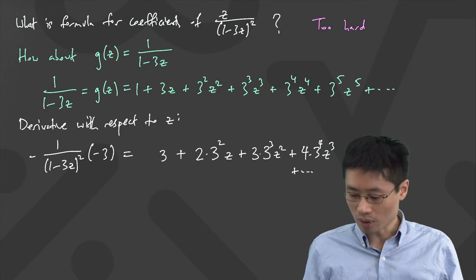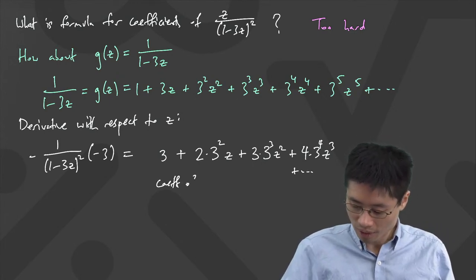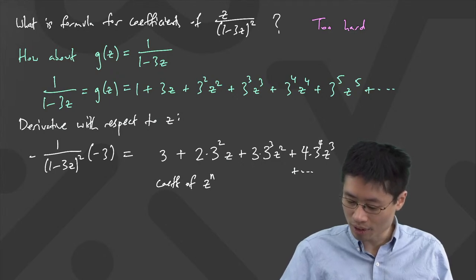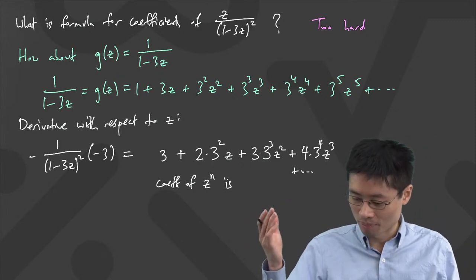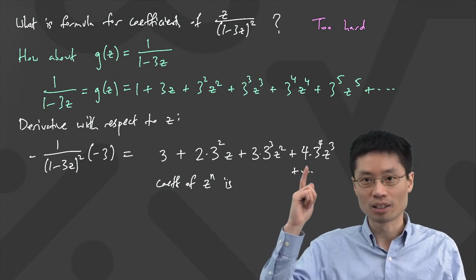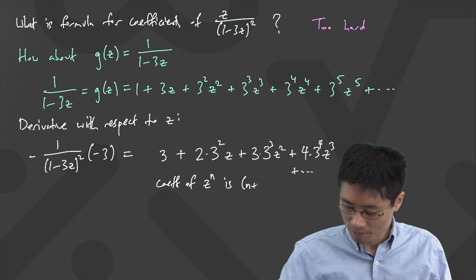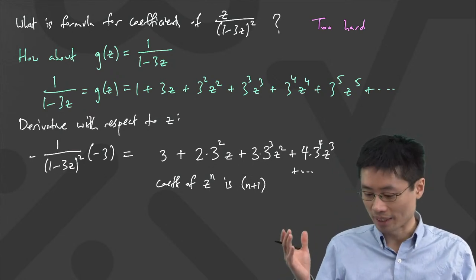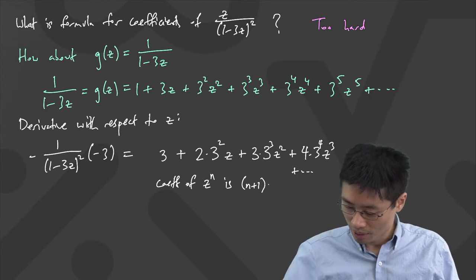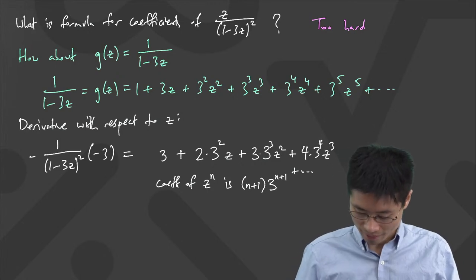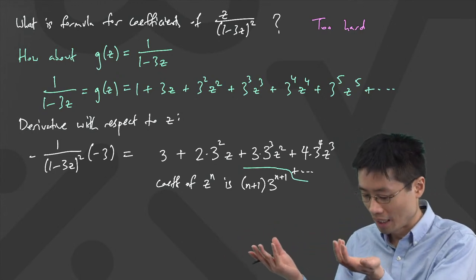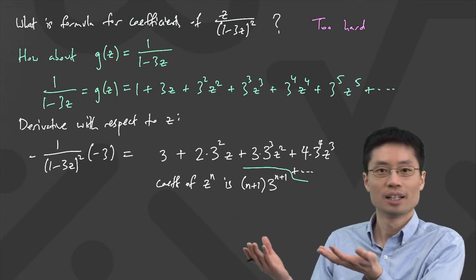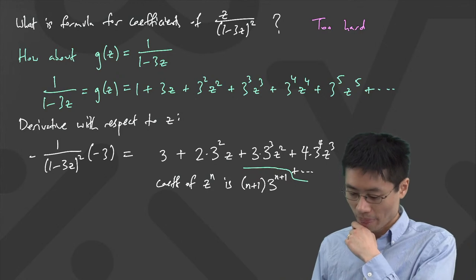So what you said is it looks like the coefficient of z to the power n, it's pattern time. If I look at the patterns, it looks like if I have a z to the power n, I get an n plus 1, and then times 3 to the power n plus 1. Are people okay with this? So the coefficient of z to the power n is going to be n plus 1 times 3 to the power n plus 1.